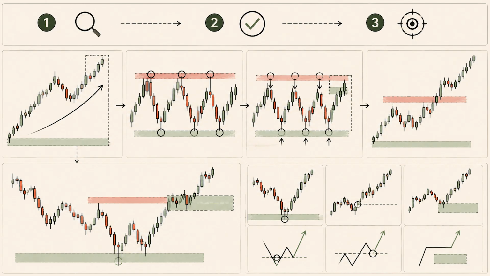And here's an important nuance. Even if structure hasn't yet broken, the very fact of price returning to an imbalance zone can already be treated as an early signal worth attention.